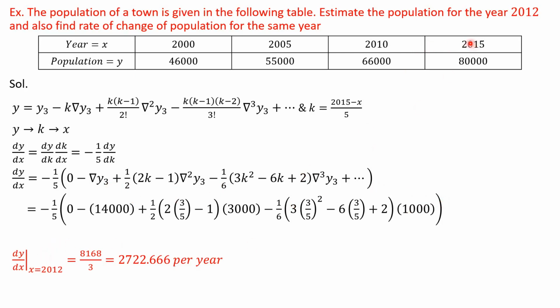Instead of this, if you use forward difference for 2012, the difference between 2000 and 2012 will be 12, which is comparatively more than the difference between 2015 and 2012. So that is the only difference. To simplify our calculations, we use these methods interchangeably, Newton's forward and Newton's backward. Otherwise, both methods will give us exactly the same answer.